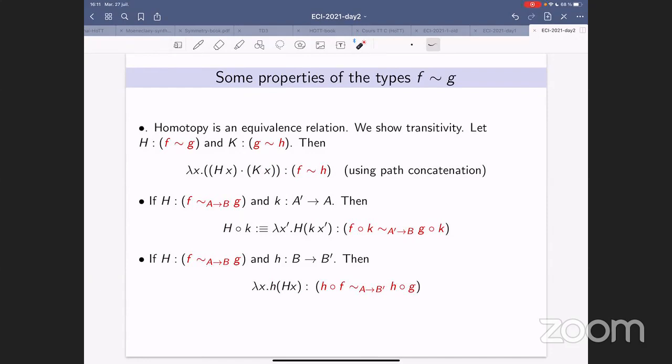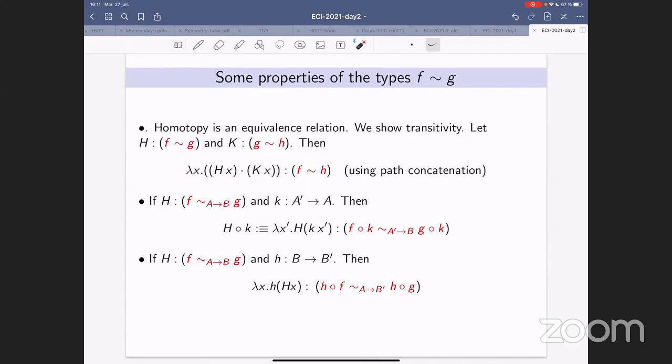Well, not directly. In order to define this homotopy, you just have to do it pointwise. So pointwise, you have a proof that f x is equal to g x and a proof that g x is equal to h x. So you just concatenate them. And of course, concatenation is defined by path induction, so there is some path induction involved. You do it for all x, and here you get something of the right type.